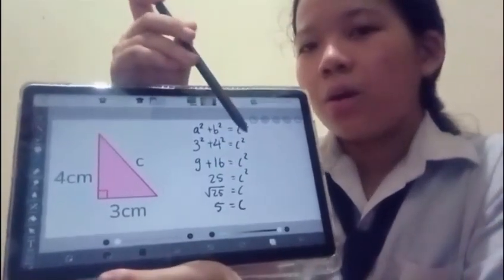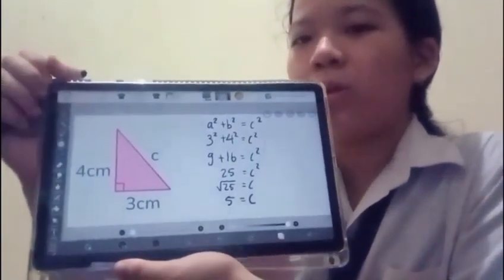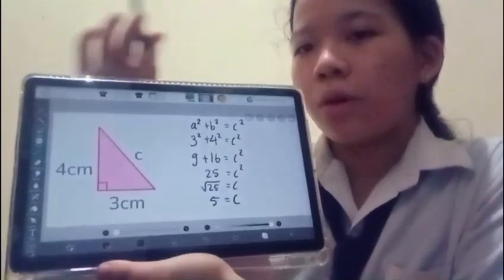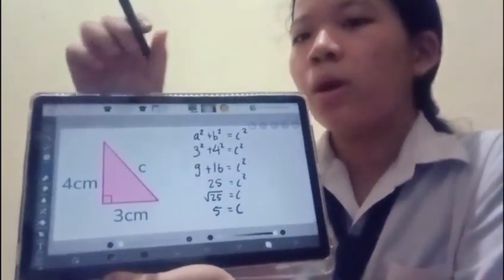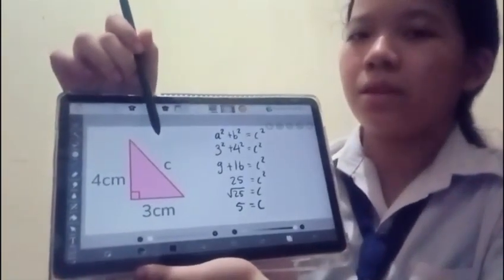And c, how to find c? We need to take the square root of 25. So the square root of 25 is 5. So c is 5 centimeters.